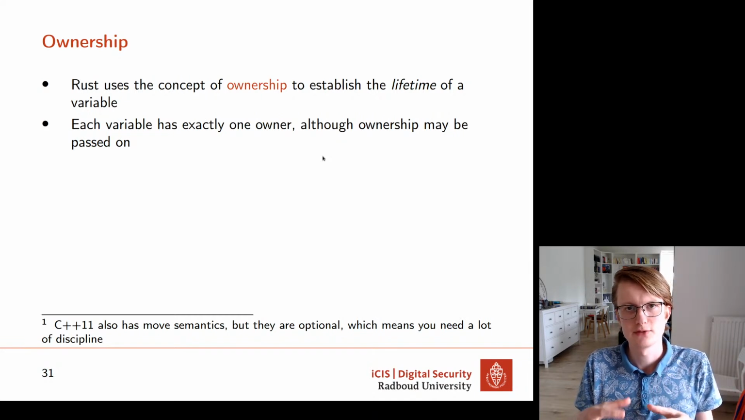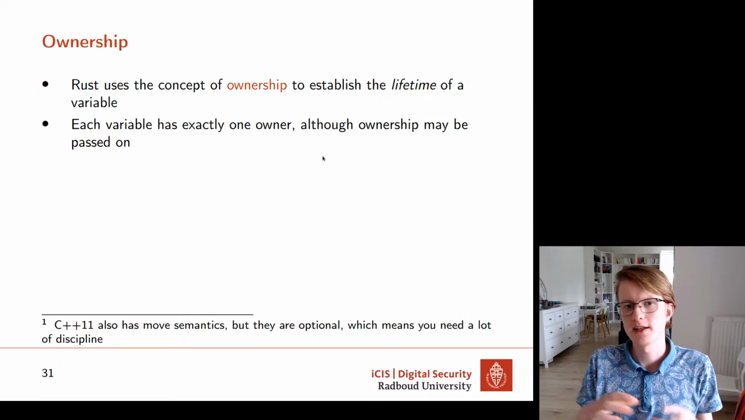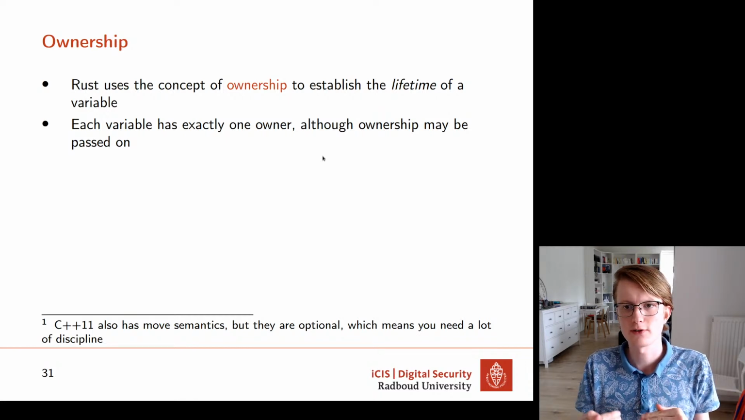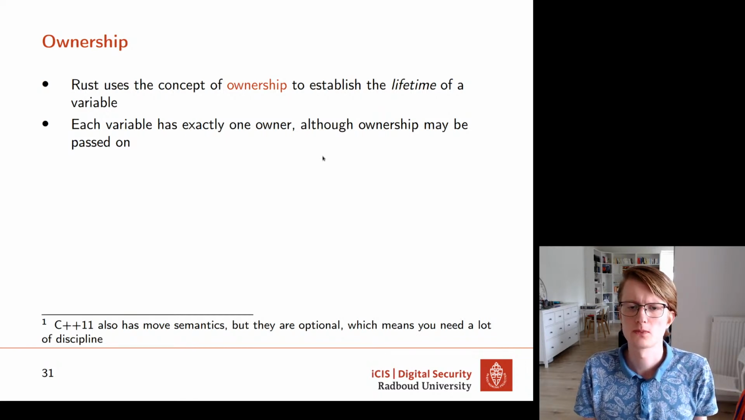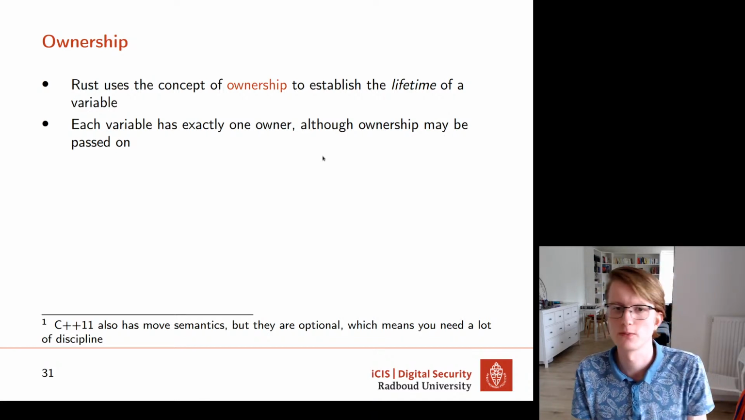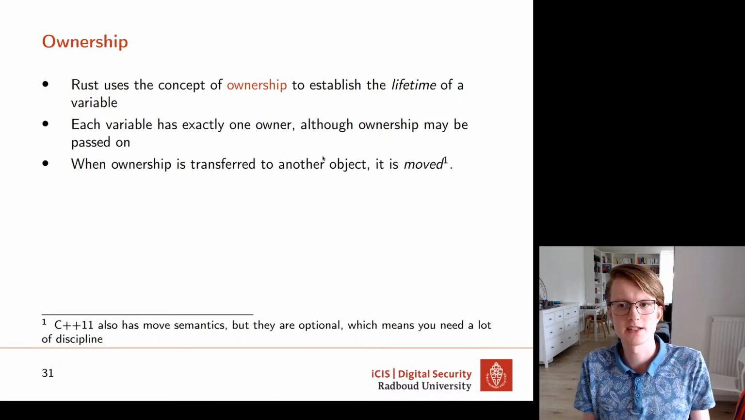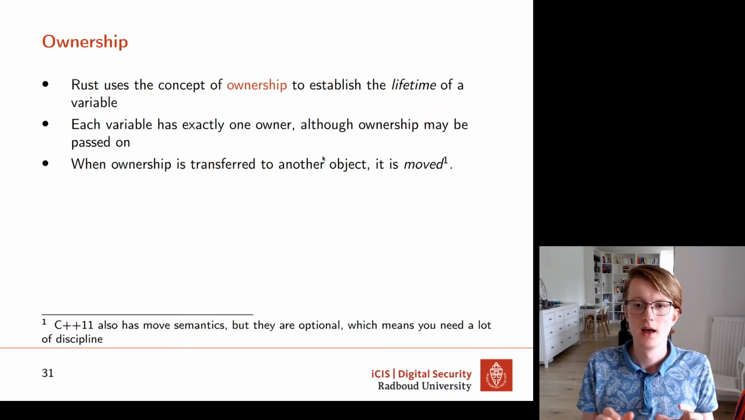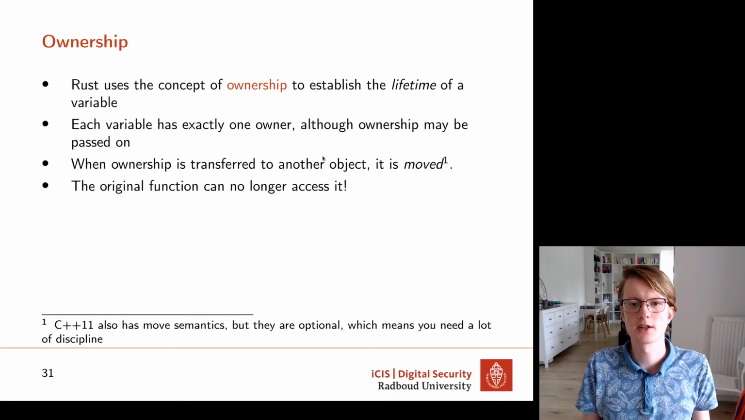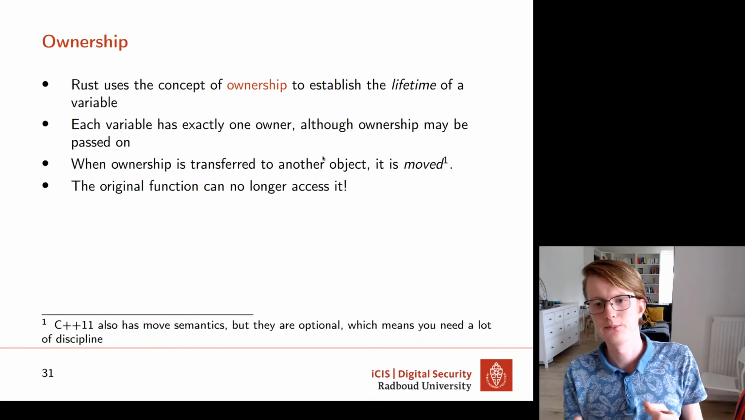And how this works is that each variable has exactly one owner. You can declare a variable much like in any other programming language, but then it is owned by that function, and once that function ends, it will be removed automatically. There's no way around that except by passing it on through another function. So you can pass on ownership, and then when it's transferred to another object, it's moved. And that has the consequence that the original function can no longer access it. So this sort of means that there's always exactly one owner.